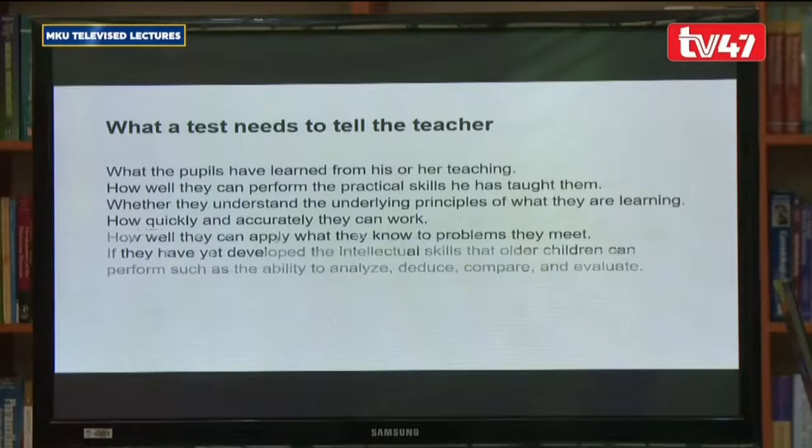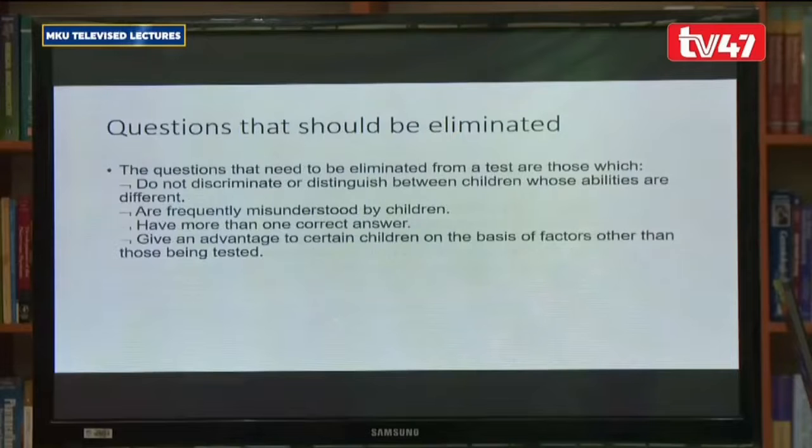And therefore, through the use of the test, the teacher can be able to determine what kind of tests or question items they are supposed to include when testing. And from those questions, the teacher is expected to be able to eliminate the following types of questions, which are not expected to be asked by the teacher.